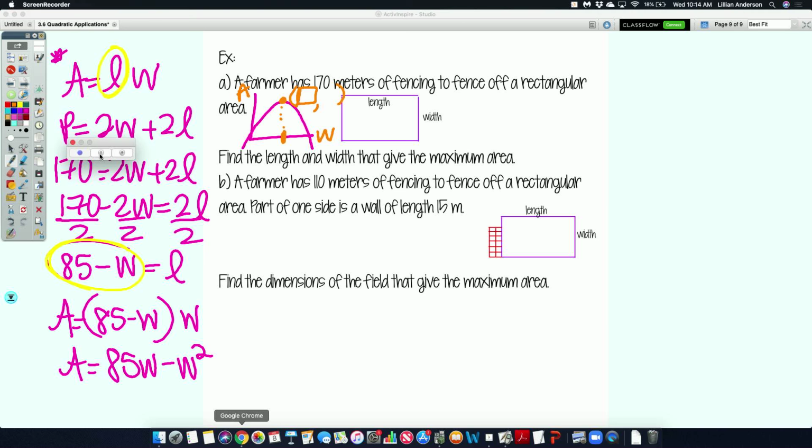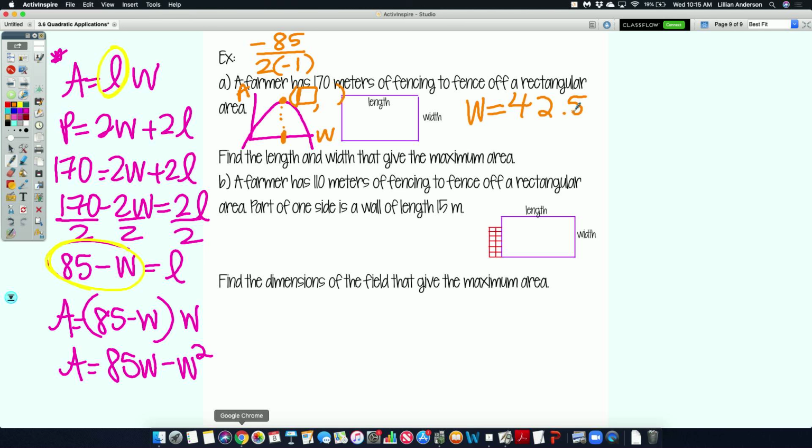So then to find the width, aka the x-coordinate of the vertex, we're going to use the formula negative b over 2a. So b is 85, so that's going to be negative 85 over 2 times a, which is negative 1. And then that's going to give us the width that will produce the maximum area. So 85 divided by 2 is 42.5. So the width that will produce the maximum area is 42.5 meters.